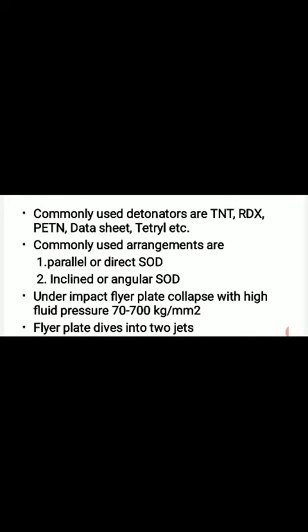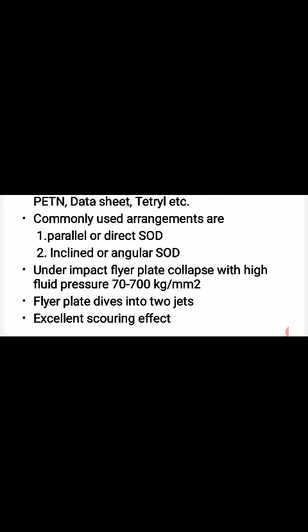The commonly used explosives or detonators are TNT, RDX, PETN, data sheet, tetryl, etc. The two common arrangements used to produce explosive welds are as follows. One is a parallel arrangement or direct stand-up distance, and the second is an angular arrangement or angular stand-up distance. In the parallel arrangement, the detonation velocity of the explosive must be less than the sound velocity in the materials to be welded.